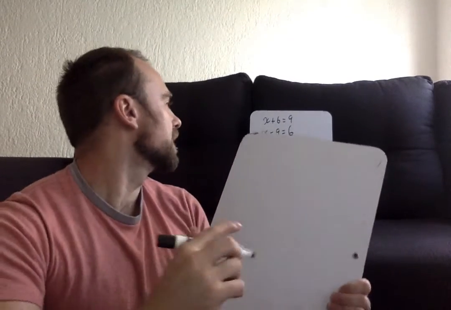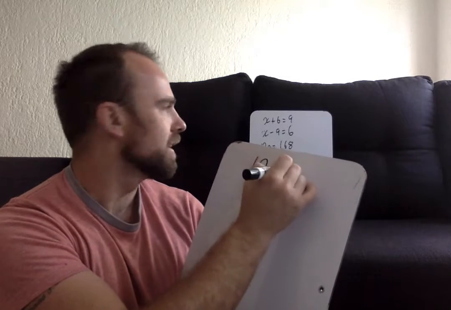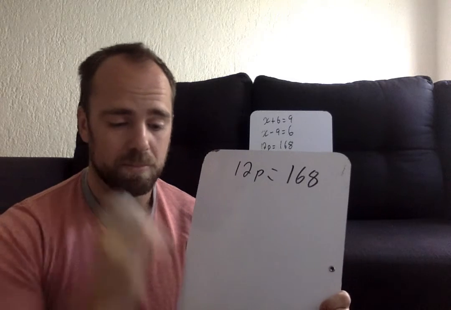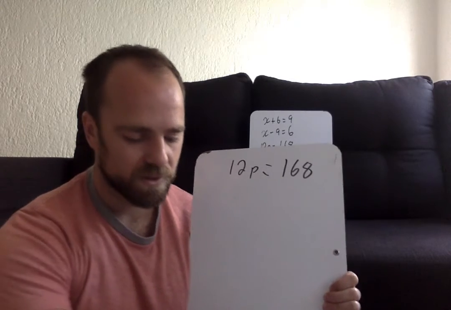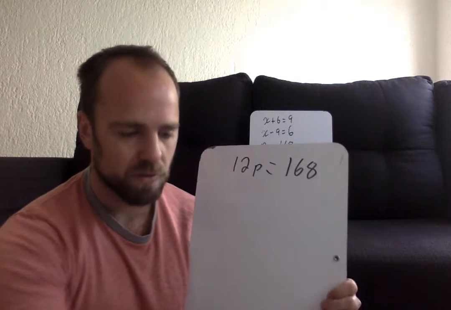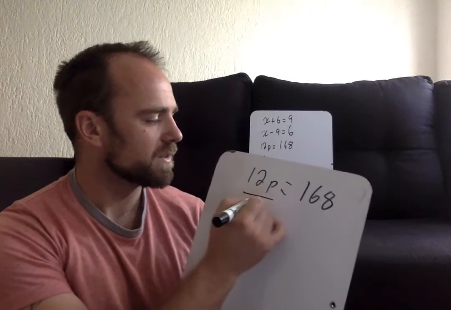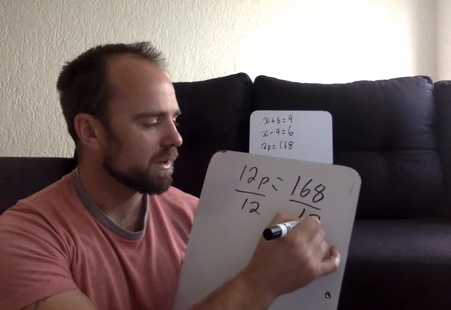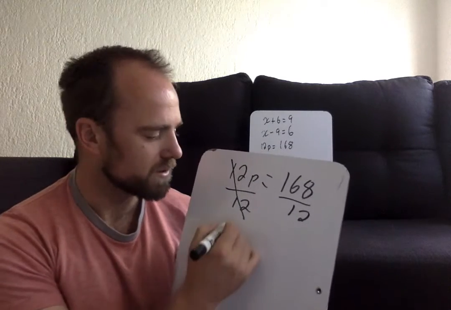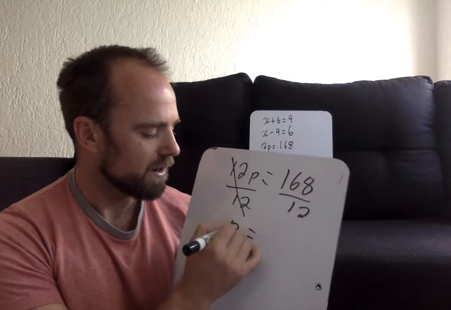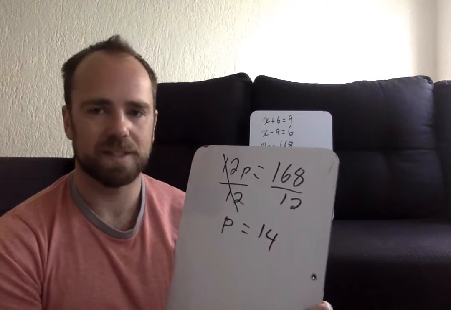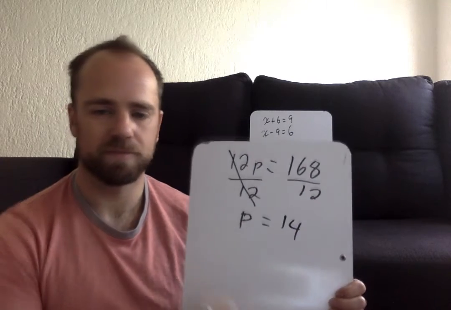Okay, next question. I have 12p equals 168. This one is a big number, so hopefully it's not too complicated for you. So what do I have to do? I have to do my opposite operation. So I have to divide by 12, divide by 12. So these cancel each other out. 12 divided by 12 gives me 1, so I have p on this side. Now, I have to go 168 divided by 12. I end up getting 14. So 14 is my answer for that one.